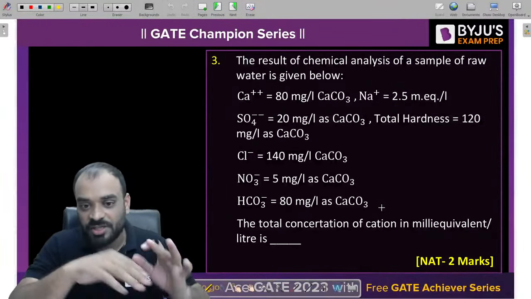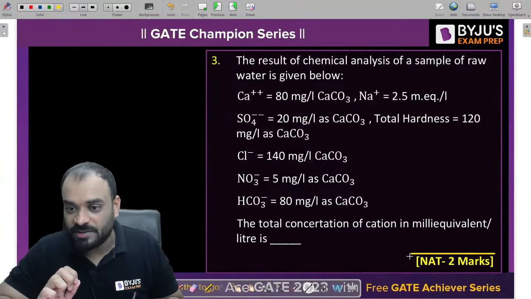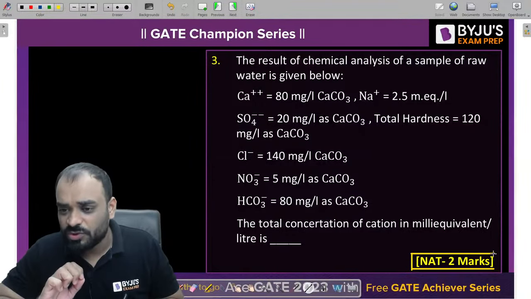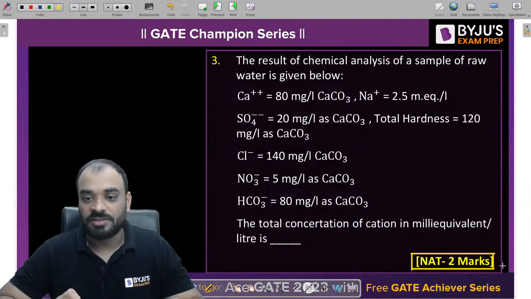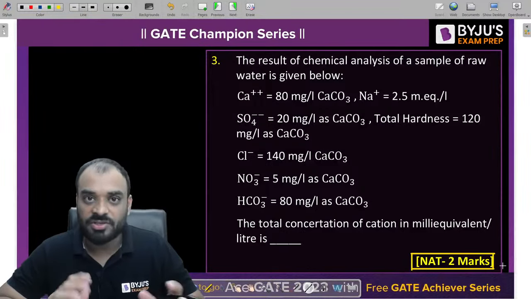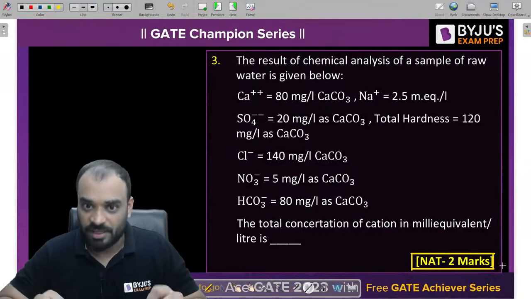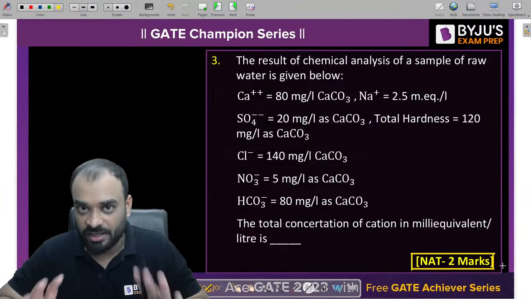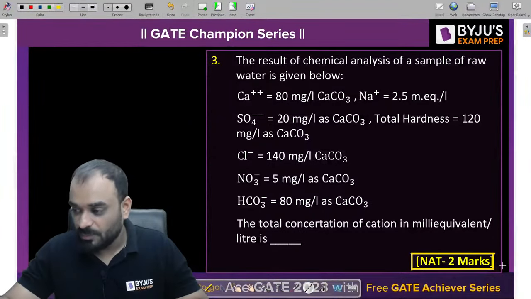Now the next question in front of you is a 2 mark problem again, and it is again a numerical answer type question. Now guys, mostly what you will get in the examination, you will get questions from your alkalinity part, hardness part, some of the chemical conversion also, right? So this is one of the questions which is based upon the conversion part, in which you just need to convert the concentration of cation in terms of milli equivalent per liter. That is the question, right?